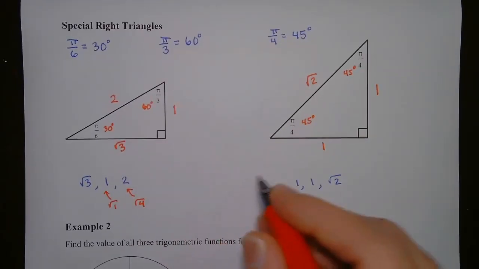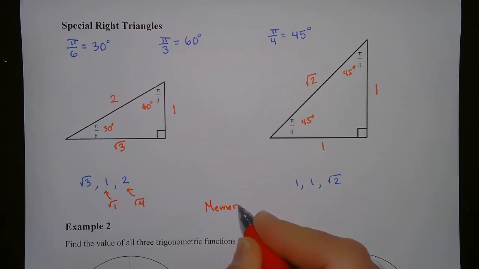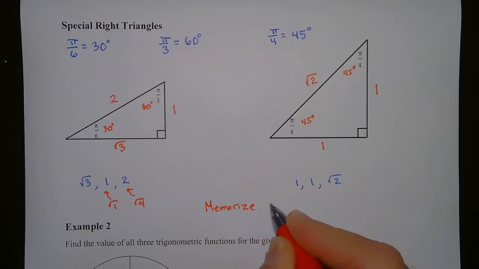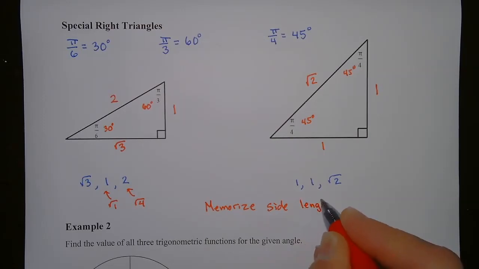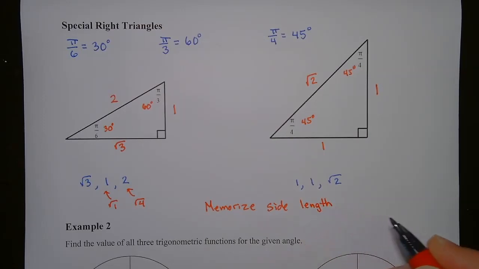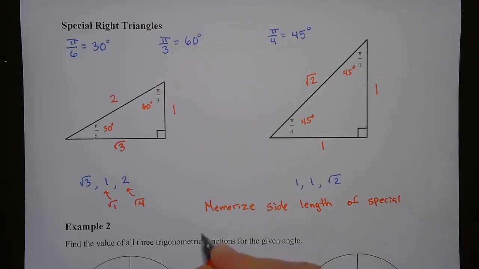Memorize. We want to memorize side lengths. You've got to commit it to memory, otherwise this is going to be really, really hard on you. Memorize side lengths. And these are the only two you need to know. Memorize side lengths of special right triangles.